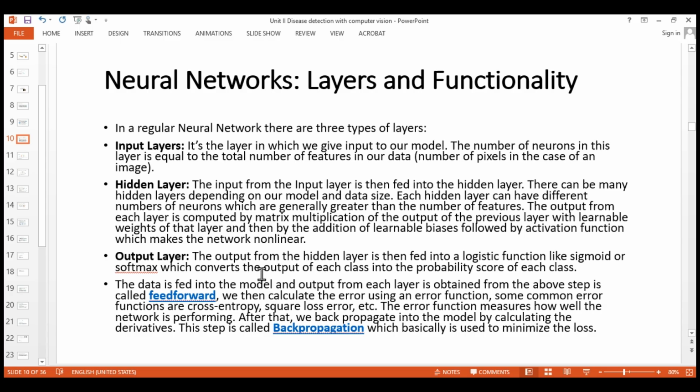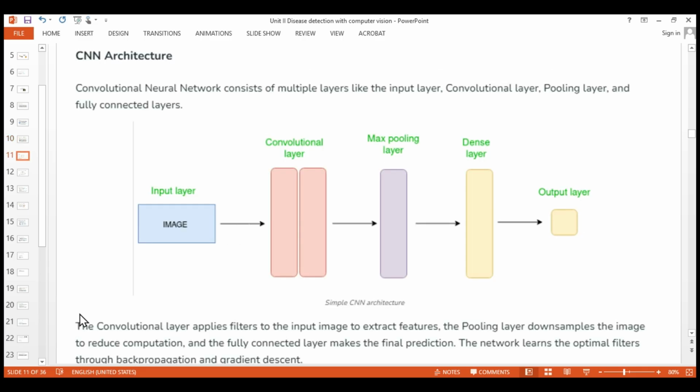The output layer is the one which gives the useful information regarding the input image. All data models work with either feed forward or back propagation methodologies.